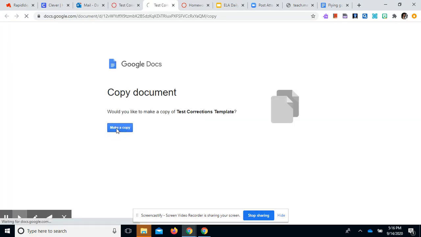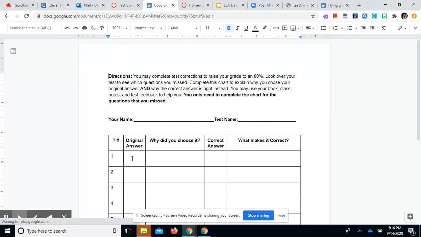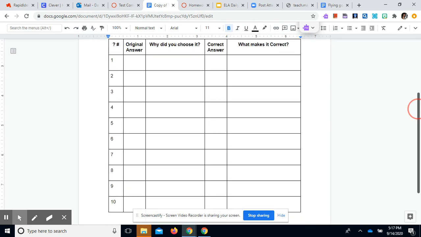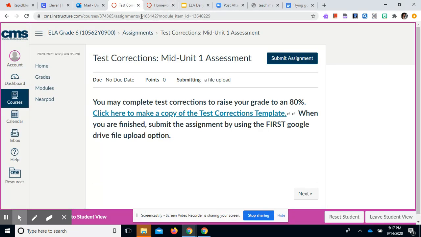If you were to do the test correction assignment, you are making a copy of the template, and you are then going to go in and identify whatever questions you missed, what you answered, why you chose the answer you did, and then the correct answer and what makes it correct. You could reference the assessment itself, from last Thursday, lesson 11, part 2. That is due by Friday to earn some points back for that mid-unit assessment.